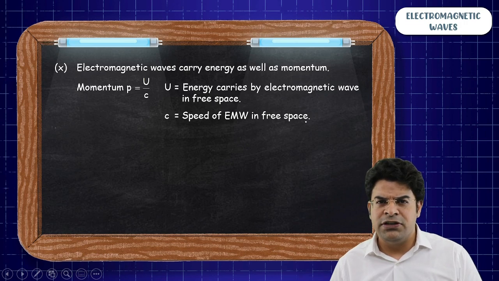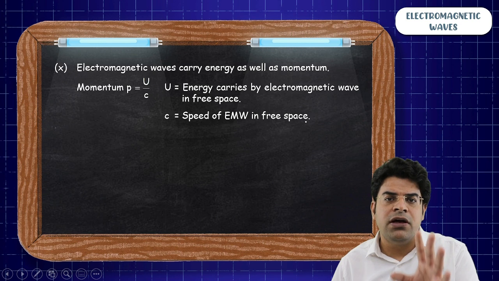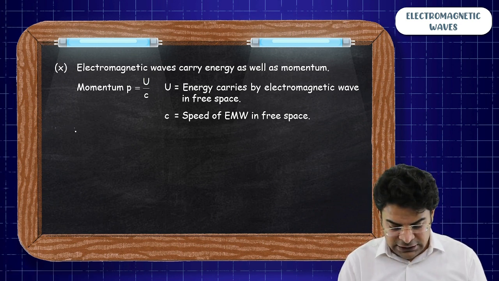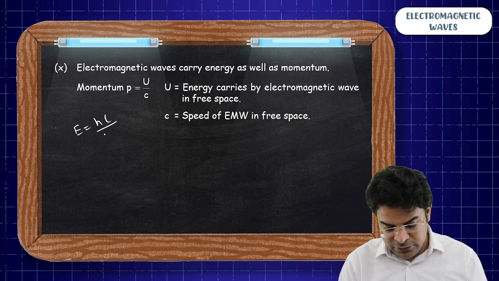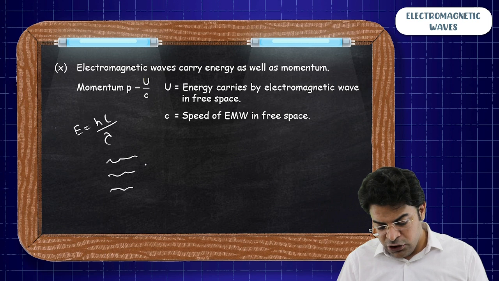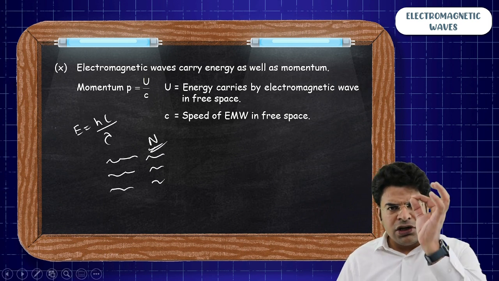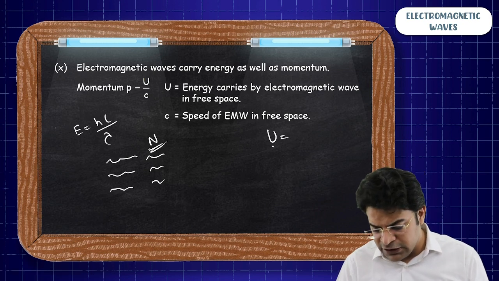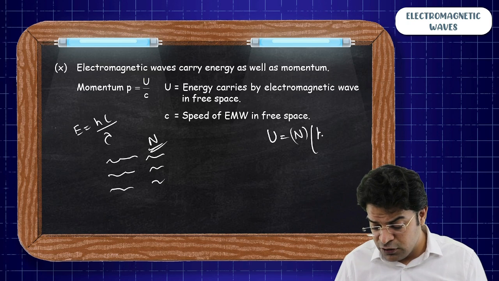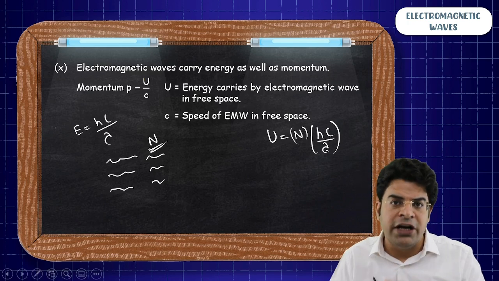Sir, how can you say this? To explain this, I will have to explain using the photon theory. We know that the energy of one photon is given by hc by lambda. Yes, sir. And let's say when an EM wave propagates, you have got n number of photons. So you will say that the total energy that is propagating is nothing but n times the number of photons multiplied by the energy of each photon, hc by lambda. This is the total energy that is propagating.